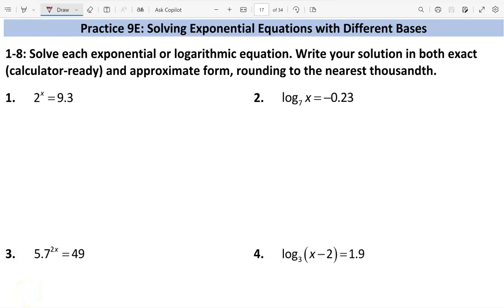This is a video walkthrough for Practice 9E. For 1 through 8, we're asked to solve each exponential or logarithmic equation and write our solution in two forms, the exact or calculator-ready form and the approximate form, which is rounded to the nearest thousandth.